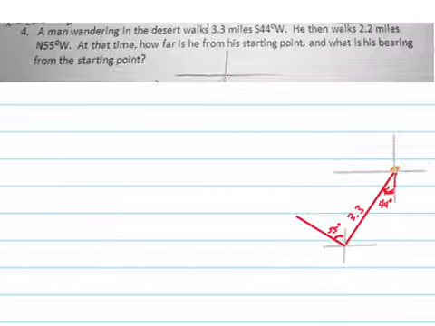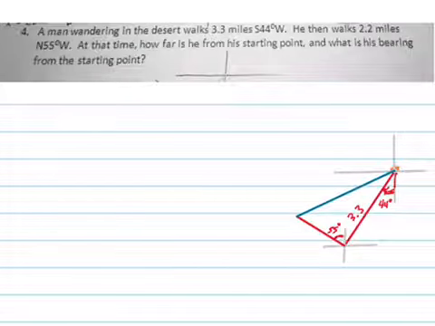And then it says, at that time, how far is he from his starting point, and what is his bearing to the starting point? So we're going back to the starting point. We want to know what that distance is, and then we also want to know what the bearing is. So let's first do the distance.